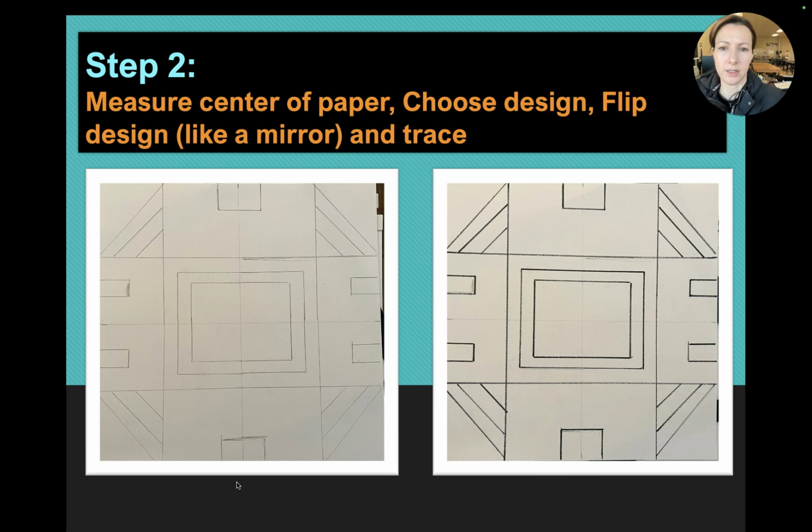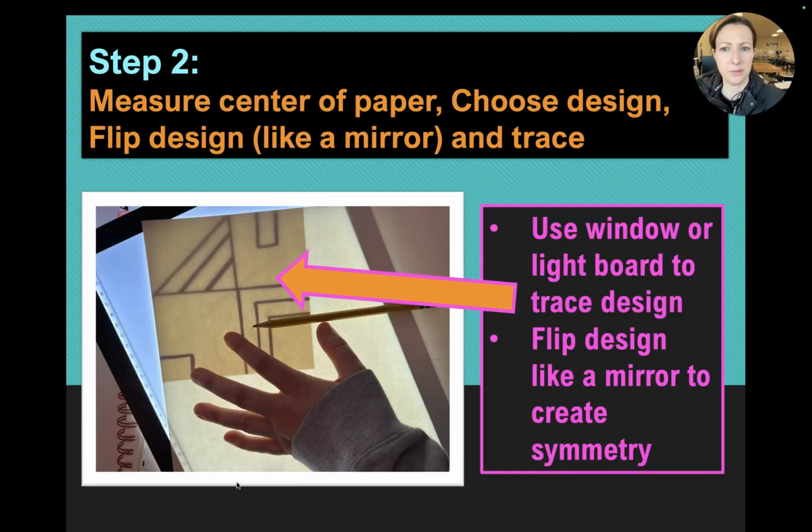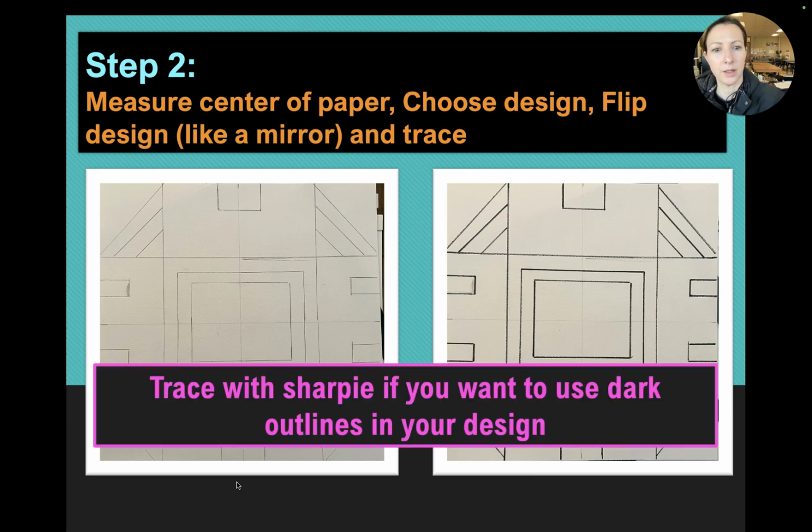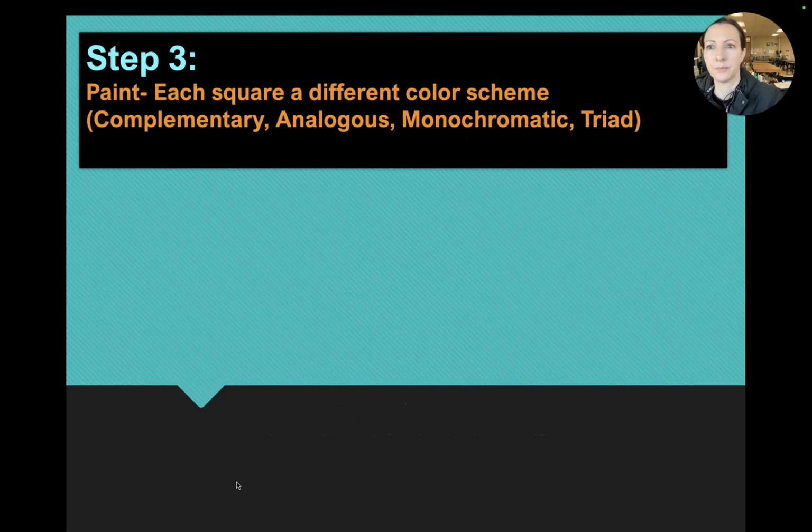So here is an example. So this is just a really simple geometric shape design. And then once you trace it, you can just leave it in pencil or use a Sharpie. Just depends on how you want it to look. If you want to have a lot of dark outlines in your design, similar to a stained glass kind of look, then you want to outline it with Sharpie. If you do not want that, then you do not have to. You can leave it in pencil.